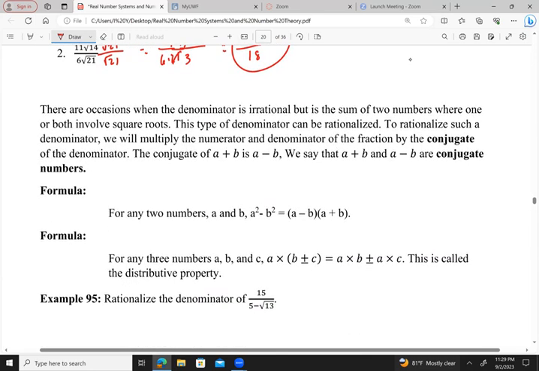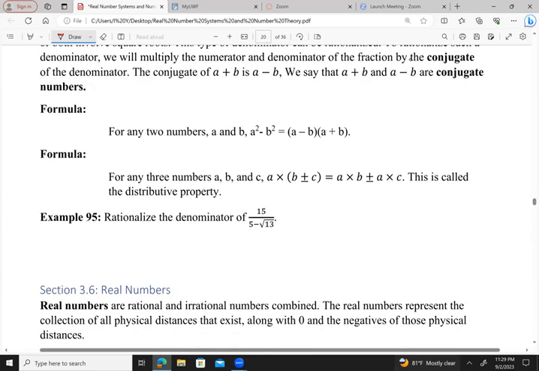So for any two numbers a and b, a squared minus b squared equals a minus b times a plus b. For any three numbers a, b, and c, a times b plus or minus c equals a times b plus or minus a times c. This is called the distributive property.